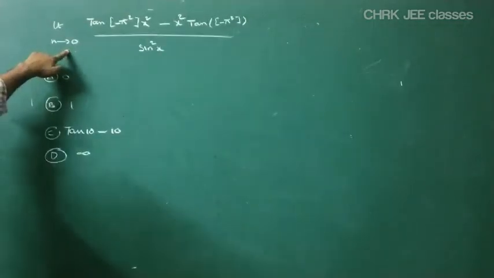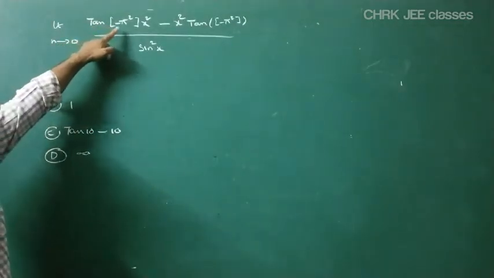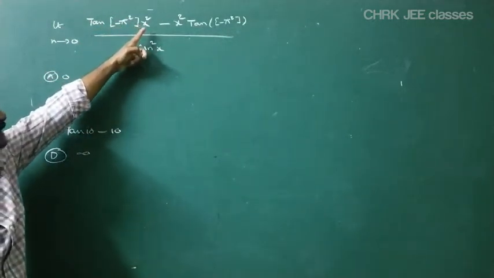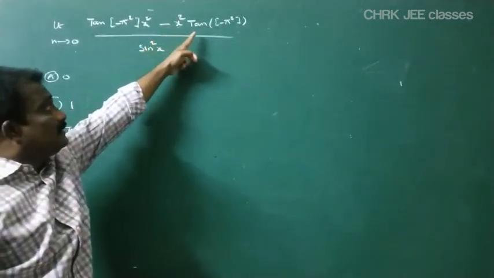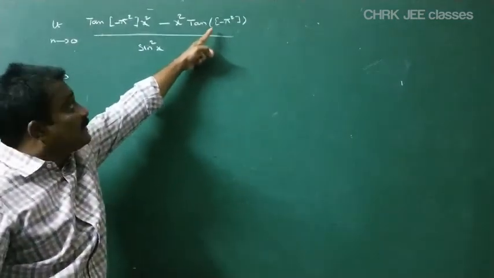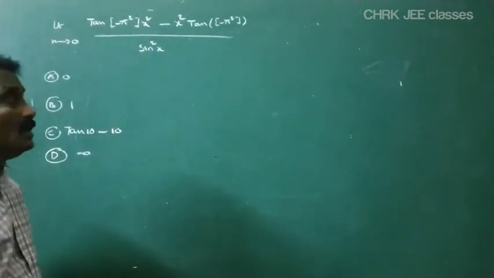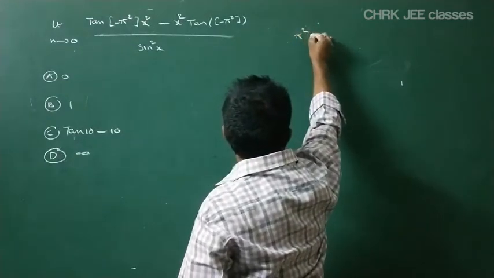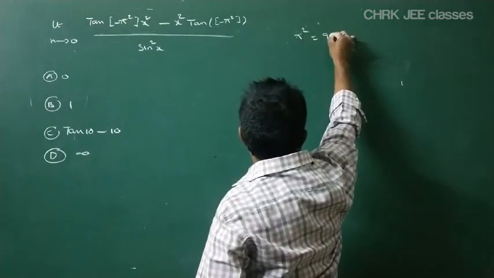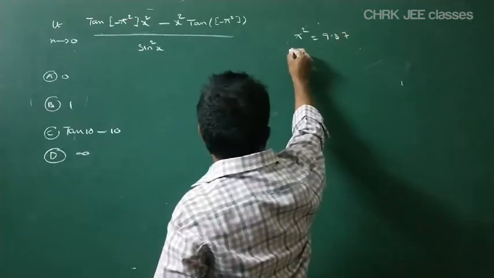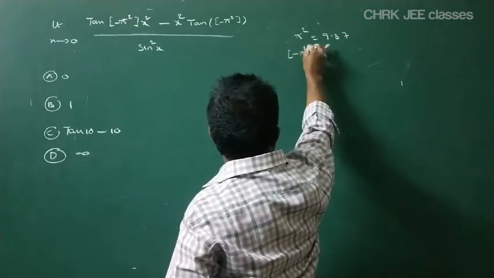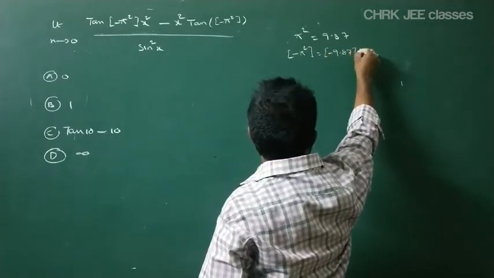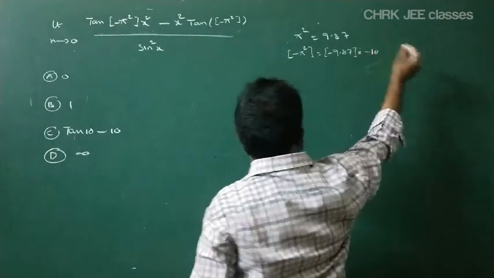When the limit x tends to 0, tan of integral part of minus pi square times x square minus x square into tan of integral part of minus pi square, by sin square x. So here first of all we have to know the value of pi square. Pi square equals 9.87 something. Integral part of minus pi square equals integral part of minus 9.87, that is nothing but minus 10.